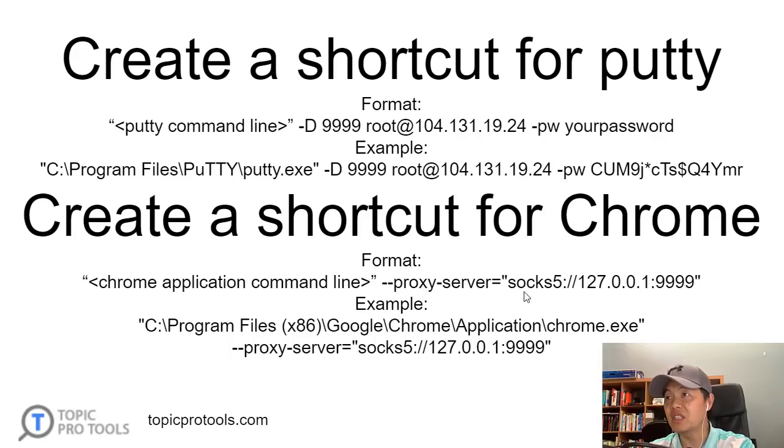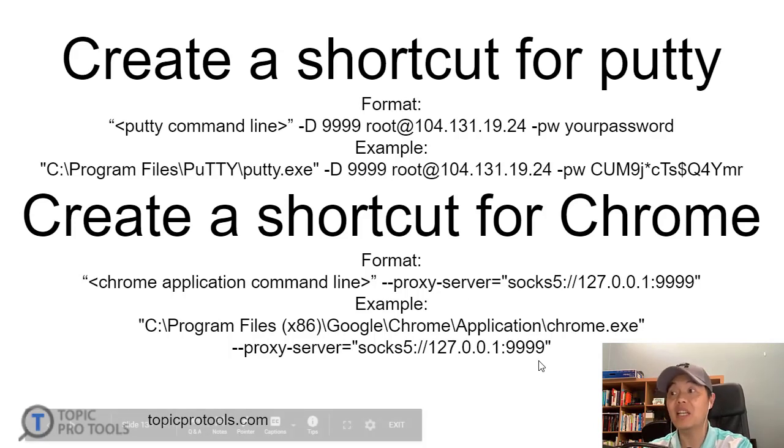So what this means is basically telling Chrome to route all traffic into your computer, which is 127.0.0.1, the default address. I route it to that port, which is 9999, and Putty is actually using this server to route that particular traffic. So that's basically what it's doing.